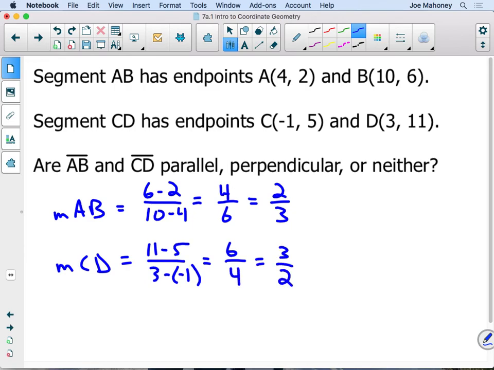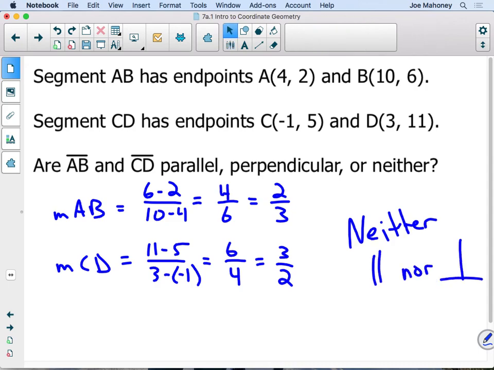Guess what? They're reciprocals, but they're not negative reciprocals. These slopes are neither parallel nor perpendicular. They're just two segments. So that's a brief introduction into our coordinate geometry of our distance formula, midpoint formula, and slope formula, and how it's used.